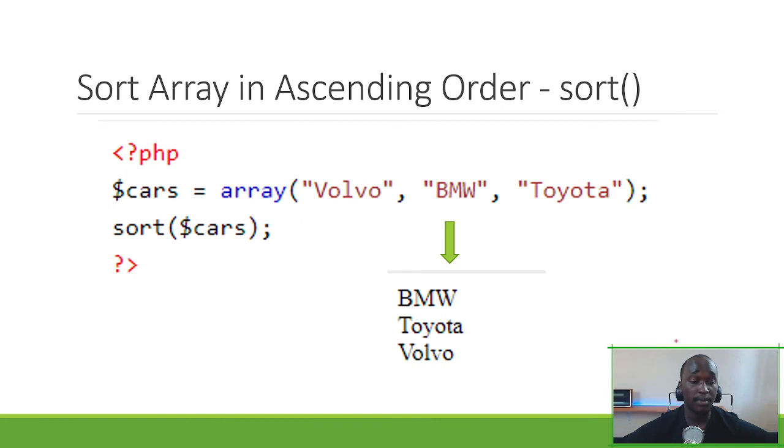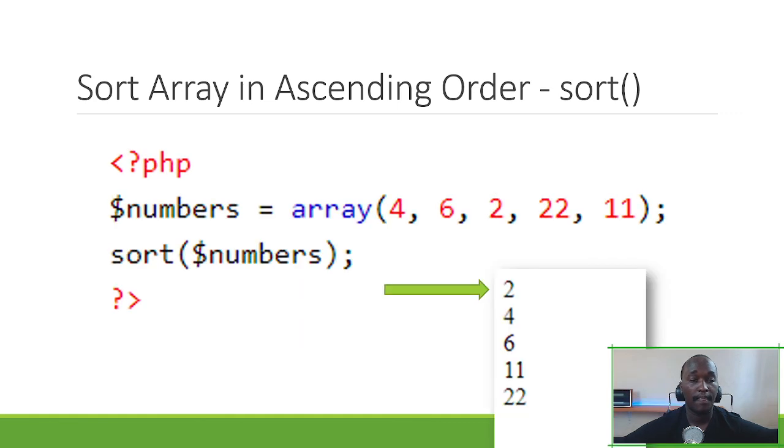So these are just examples. When we use sort on cars, which is this array, then it's going to sort in ascending order. So we're going to begin with B, then T, then V. Then the next example is on numbers. If you do sort on numbers, it's going to sort in ascending order again, from the smallest all the way to the largest.